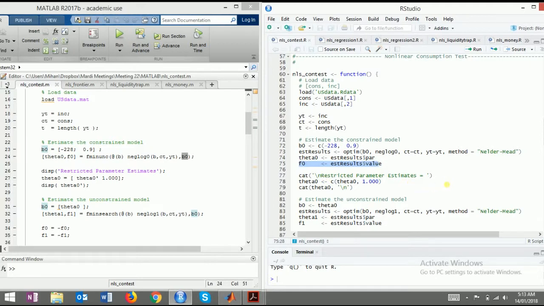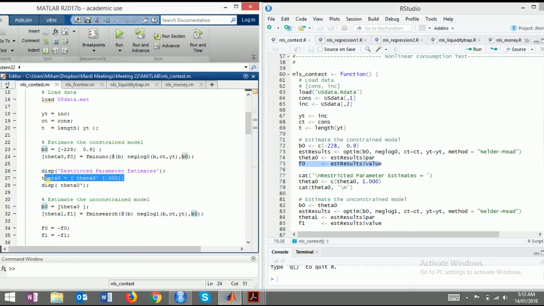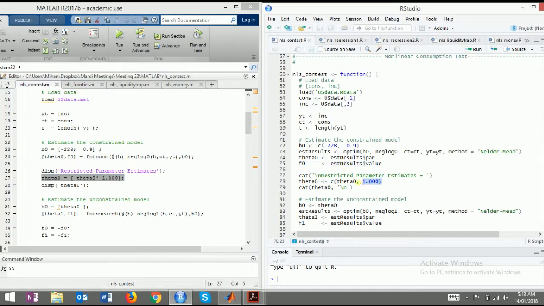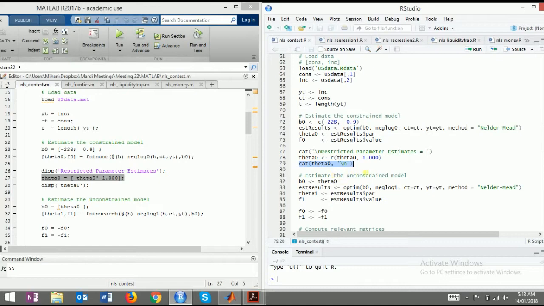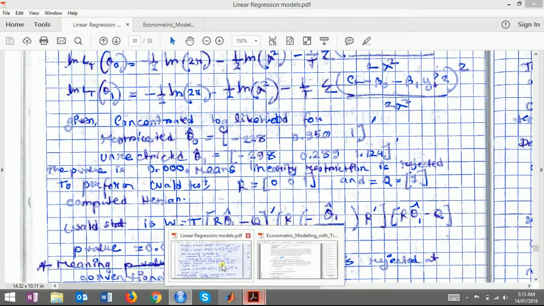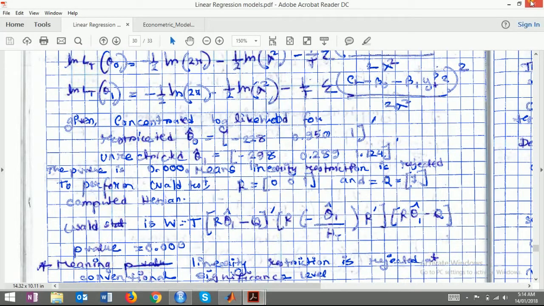So in theta naught we have the theta naught values and 1. So combine theta naught, or column theta naught, and 1 in columns, and concatenate and display is simply again theta naught being displayed, so that we get a structure similar to this. See, we want everything in columns.